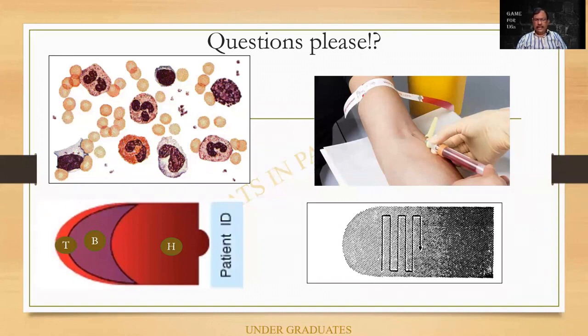Now look at this slide, or picture, series of pictures rather. What are the questions that can be asked? Fine, we'll start with this. What are the modes of collection? You can have a venous blood, an arterial blood, or a capillary blood.